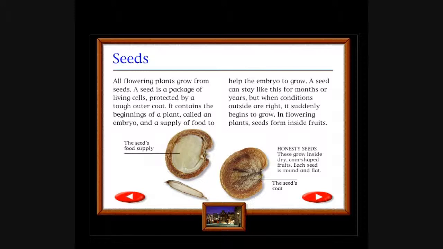What the hell is a coin-shaped fruit? These grow in a coin-shaped fruit? What fucking fruit is that? Coin-shaped? I don't remember any coin-shaped fruit.